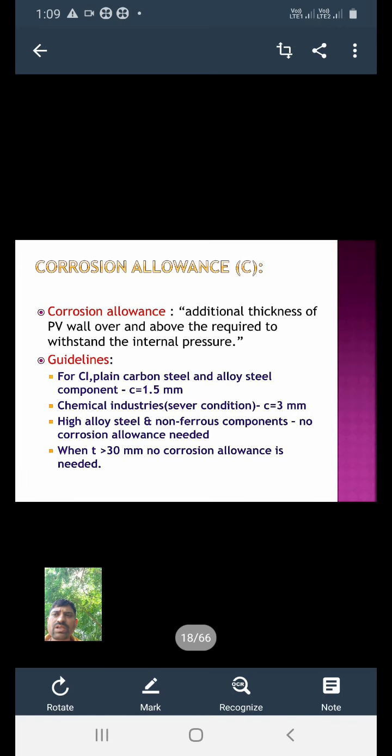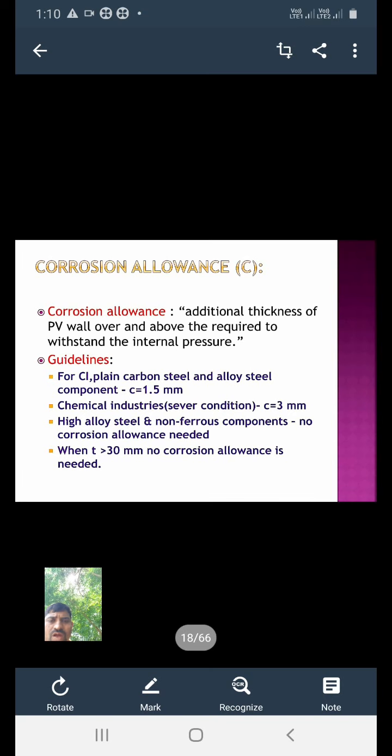Different materials have different values of the corrosion allowance. The guidelines are given. For the cast iron, plain carbon steel and alloy steel components, if you are given that material, then you should choose the corrosion allowance C equal to 1.5 mm for normal condition. If there are chemicals, as in the chemical industry, you should use C equal to 3 mm plus 3 mm.